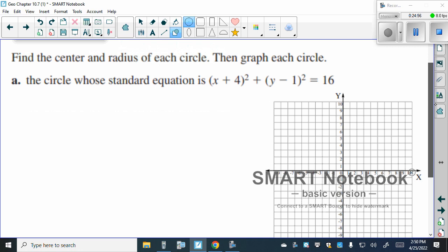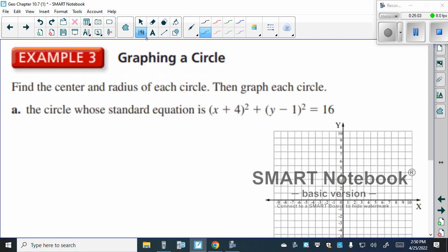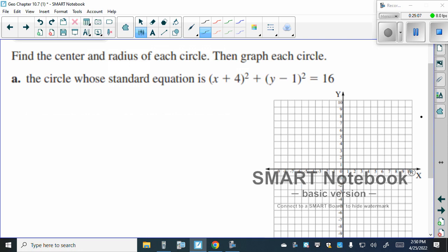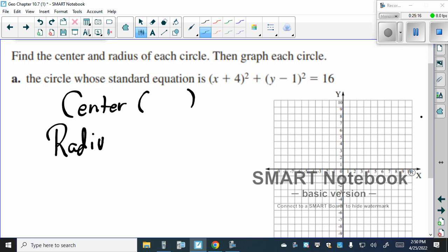Okay. Now, this is the last thing we're going to do. There's 2 problems and we're done. These here, they're actually pretty easy. We're not going to focus so much on the graph, but we do want to find the center and radius.